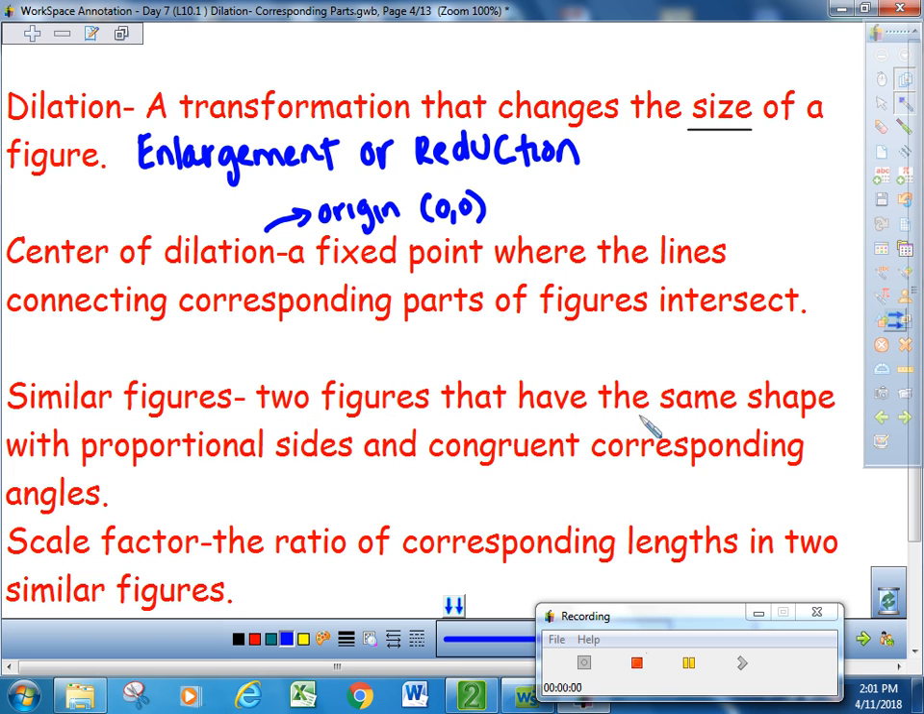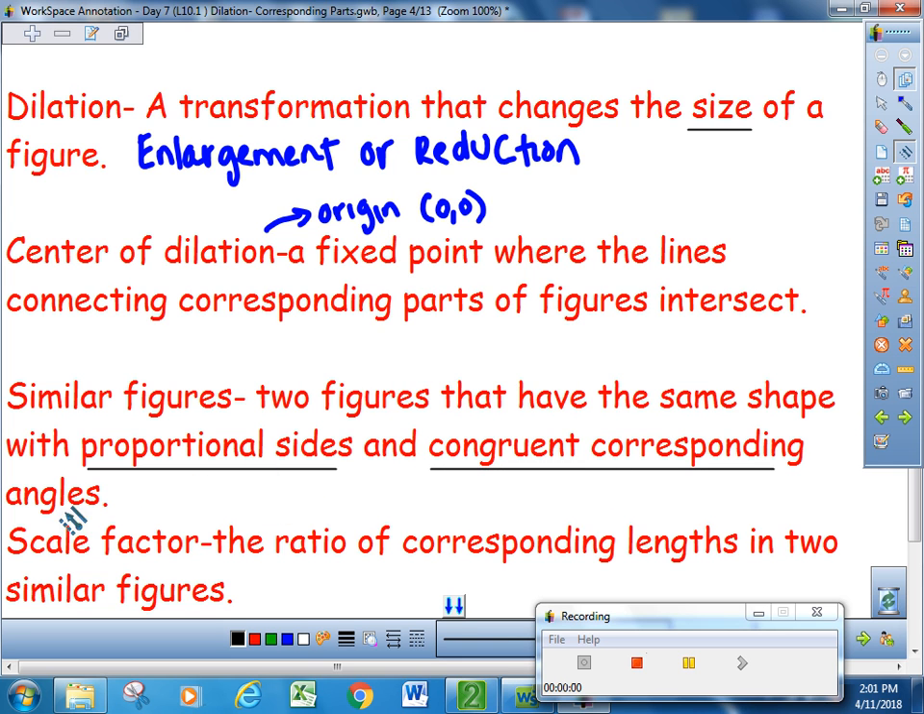Similar figures: two figures that have the same shape with proportional sides and congruent corresponding angles. This is actually what we're going to look at today. We're going to look at proportional sides. We're going to write up the proportions and show that the angles are congruent. Scale factor is the ratio of corresponding lengths in two similar figures. So a ratio is another word for fraction, so we're going to write up fractions to show the scale factor.